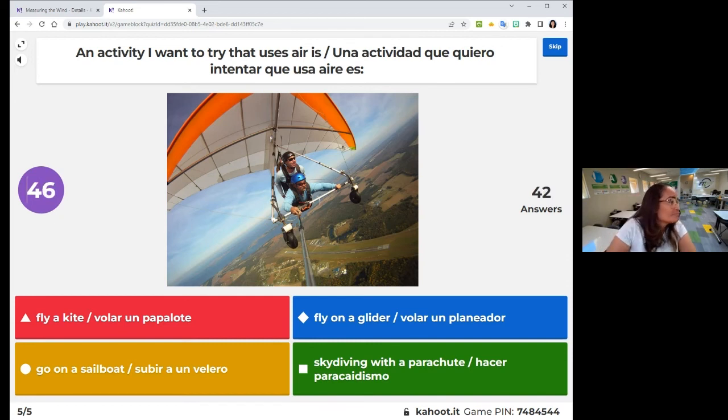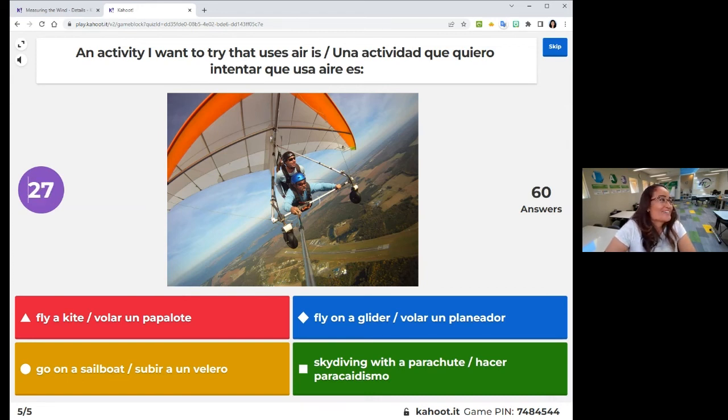This is a vote. An activity I want to try that uses air is fly a kite. That's me. Red triangle. Do you want to go on a sailboat? Yellow circle. Do you want to go fly on a glider? That's a glider right there. Blue diamond. Or would you want to try skydiving with a parachute? I heard some of our friends say that.